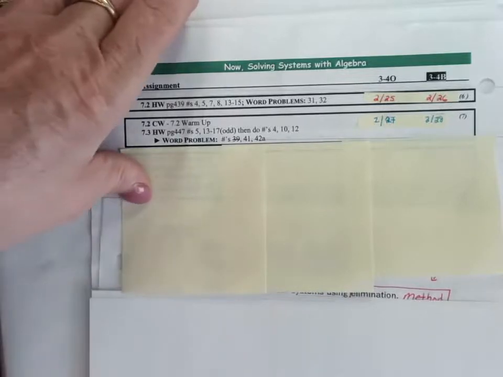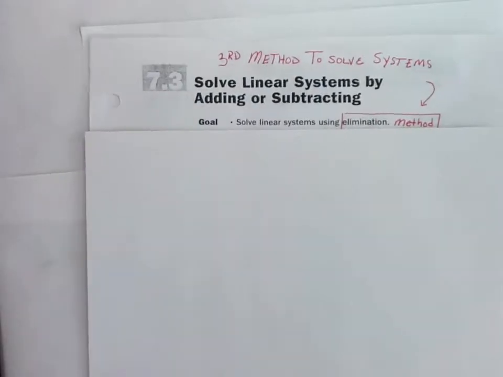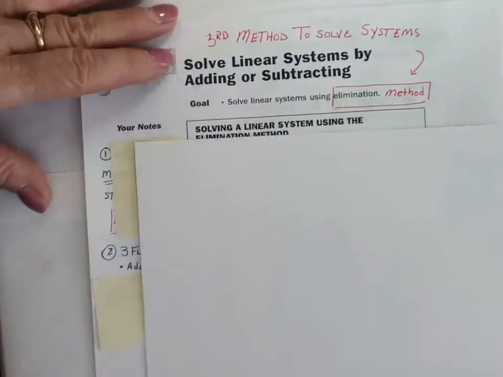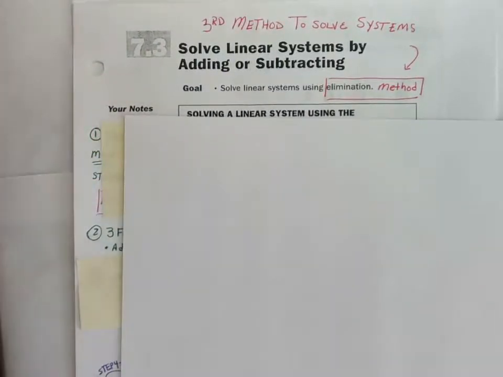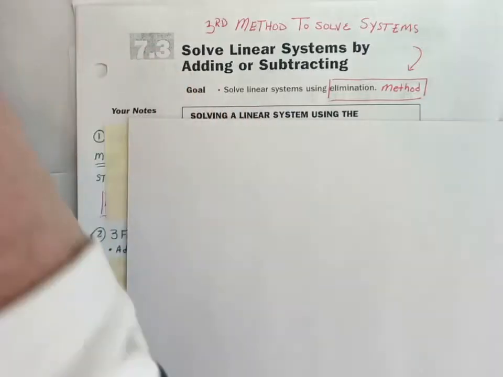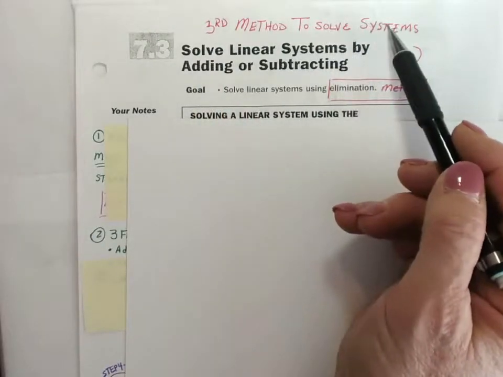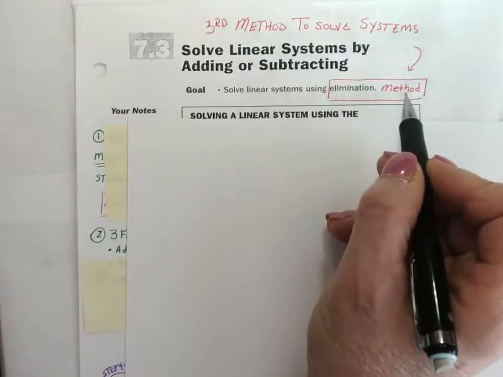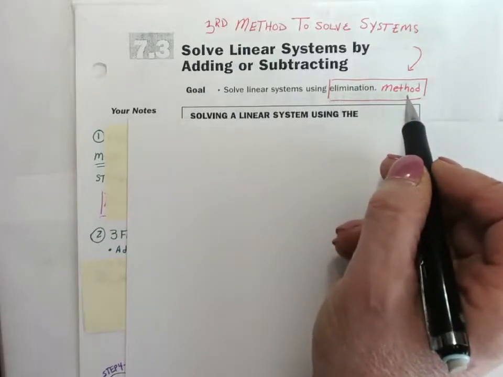So now let's go to the third method that we're going to use for solving systems of equations. The third method to solve systems is called the elimination method. We're going to try to eliminate one variable.